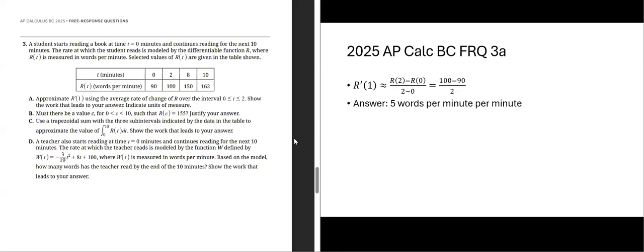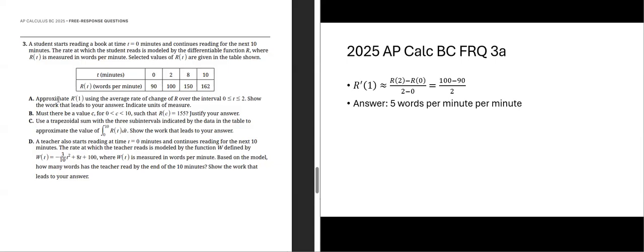All right, this is number 3. I believe this is common in both the AB and BC exam. A student starts reading a book at time t equals 0 minutes and continues reading for the next 10 minutes. The rate at which the student reads is modeled by the differentiable function r, where r(t) is measured in words per minute. Select values of r are given in the table below. So this is a tabular question, okay?